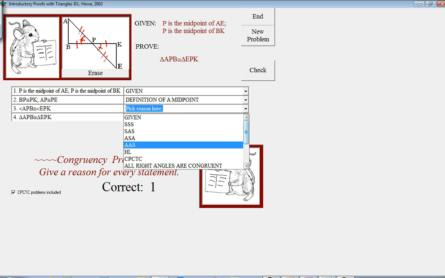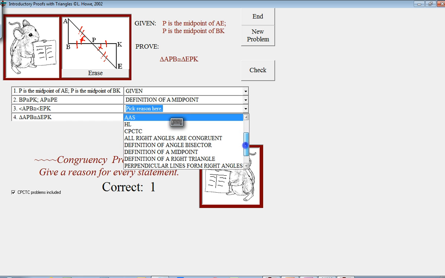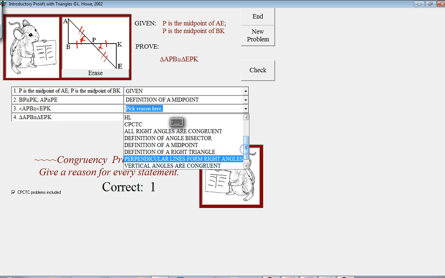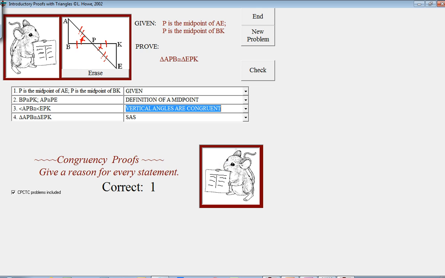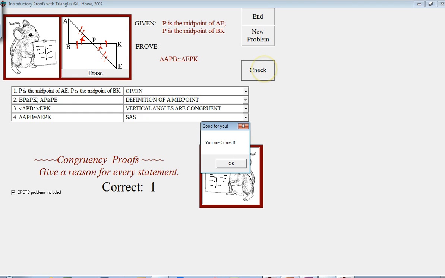APB, EPK, I didn't see it. Did I miss it? Here we go. Vertical angles are congruent. And we have a proof. This is it. My facts are on the left and my reasons are on the right. I'm going to click check, and we are correct.